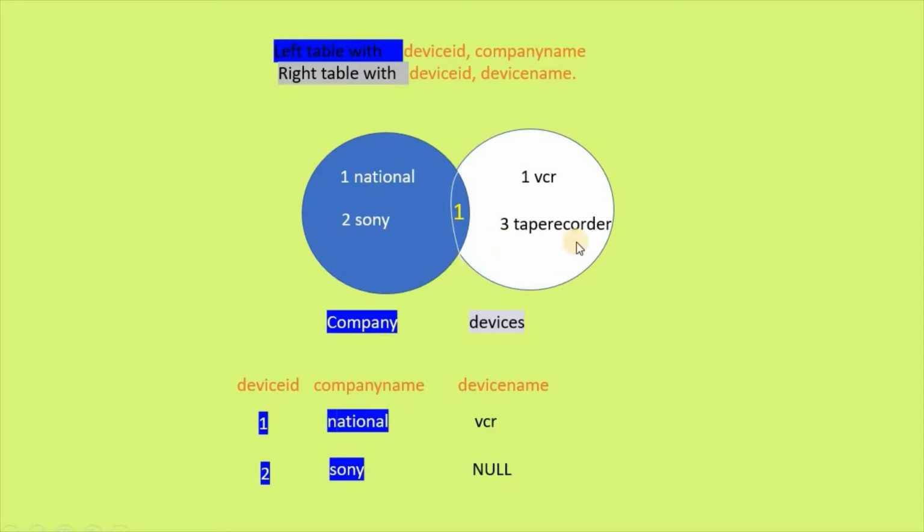Now we added one record in table devices with device ID 3 and device name tape recorder. But in left table we cannot see device ID 3. So this is not a matching record, or not a matching row, from the right table. After using left join, we cannot see tape recorder in result.